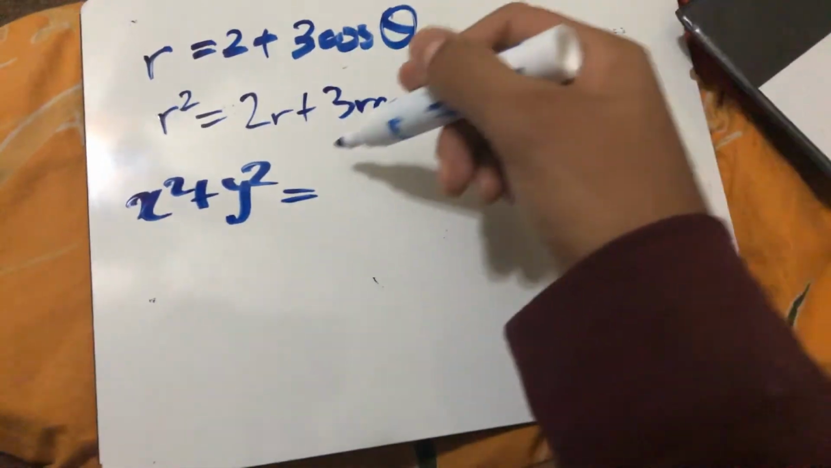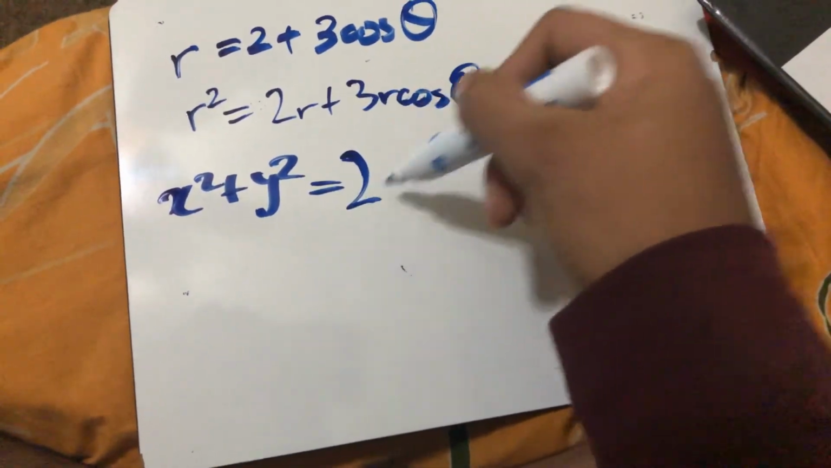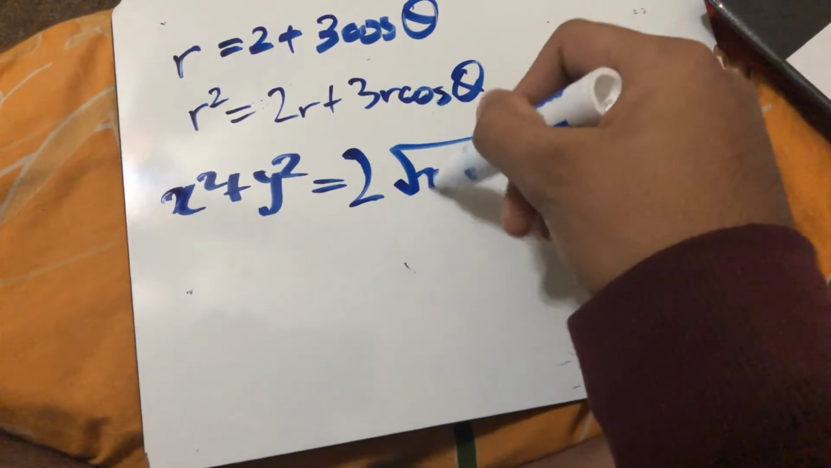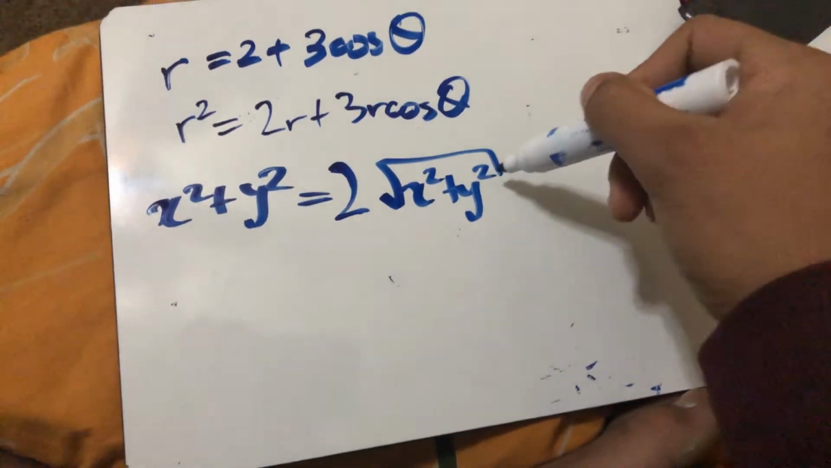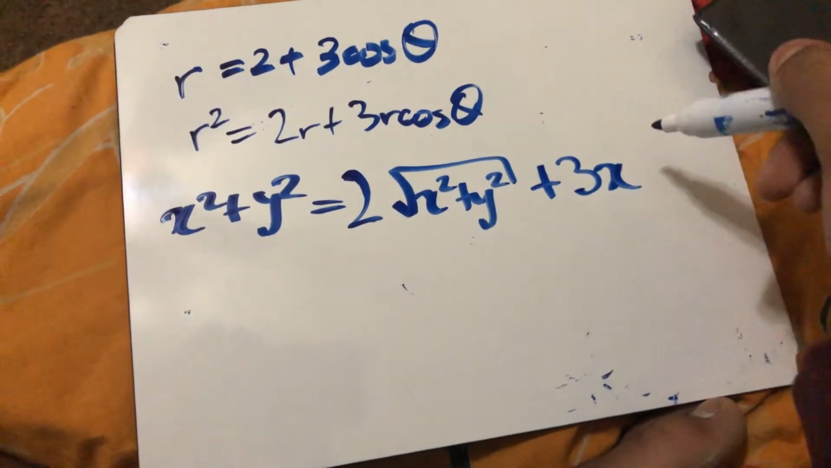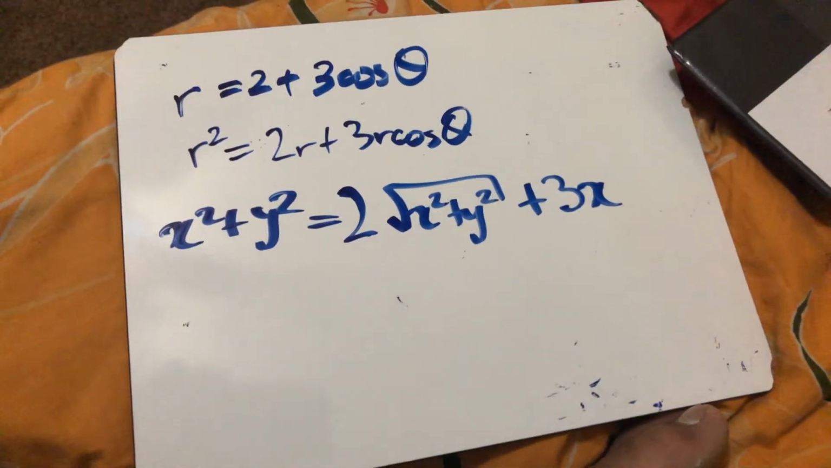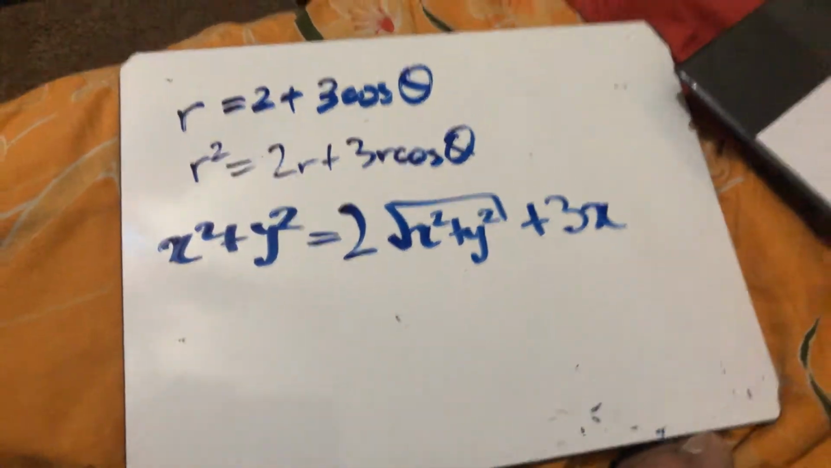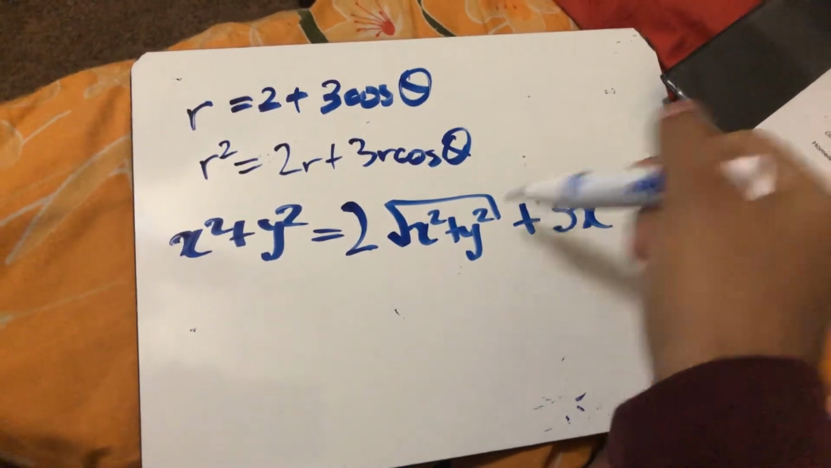And then we know that r, or 2r, right? We know that r is the square root of x squared plus y squared. And I know that r cos theta is x, so that'll be 3x. Now, let me think about this. Well, maybe what I'll try doing is I'll subtract 3x from both sides, and I'll tell you why in just a sec.